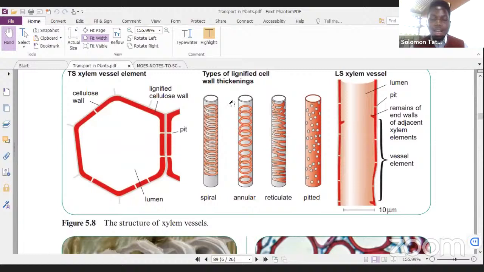Okay, how the thickenings are formed. These are the types of thickenings in the xylem vessel element. The other parts that we can see here are the lumen and the pits. Okay, if it is pitted, we always have the pits like this.